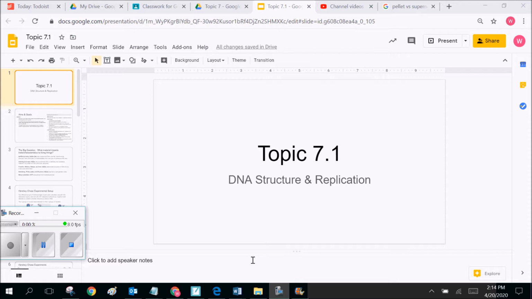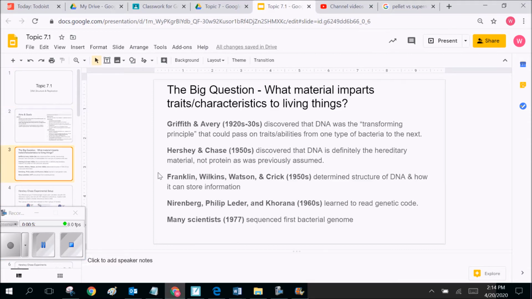We're going to talk about DNA structure and also its process of replication, looking forward to the future where we're going to be learning about transcription and translation and transcriptional control. But don't worry about that stuff right now. We're going to focus on replication. All right, so let's dive in.